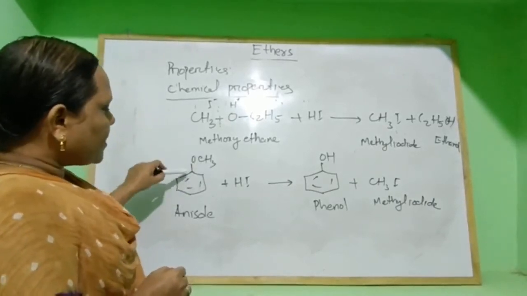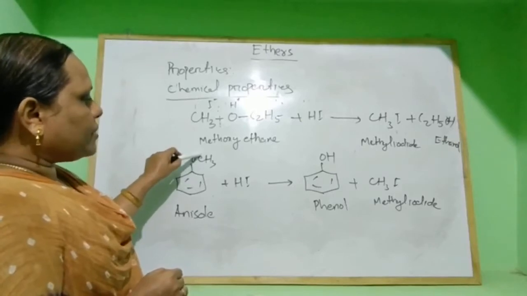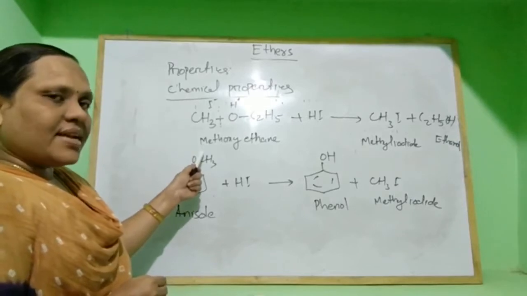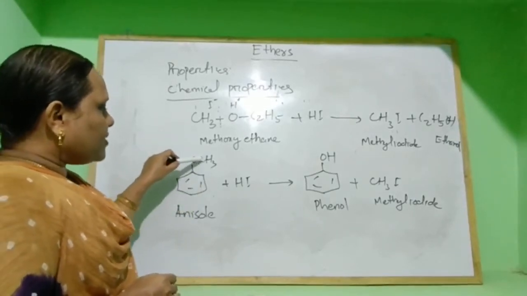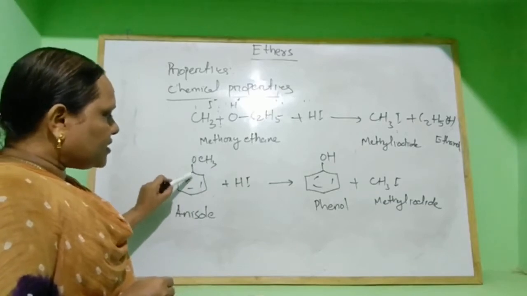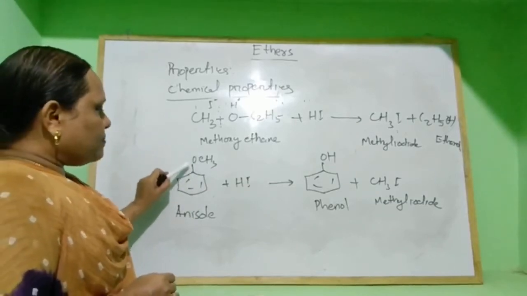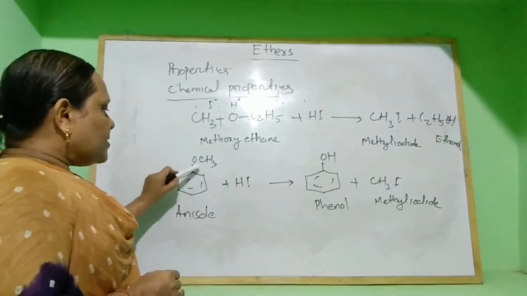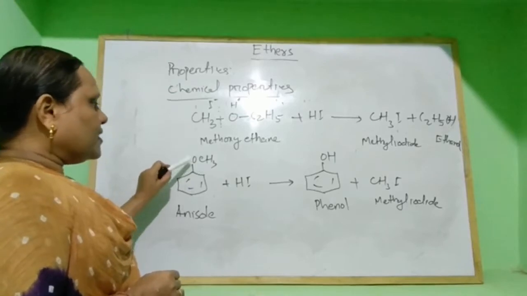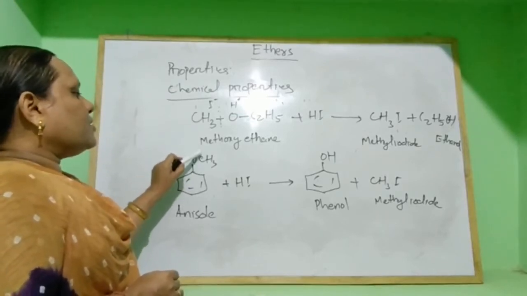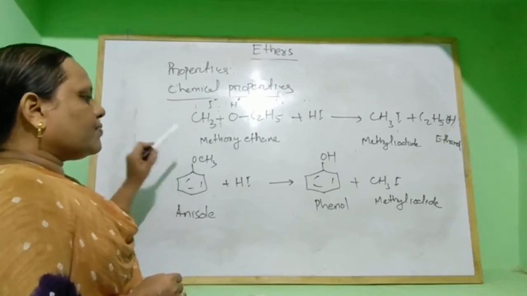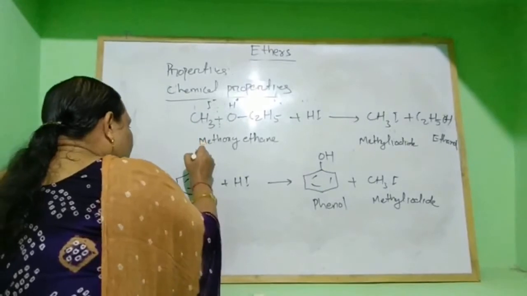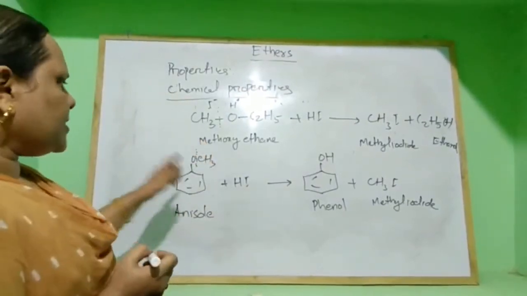Here the carbon atom is sp2 hybridized, and here the carbon atom is sp3 hybridized. The C-O bond here has higher bond energy than this C-O bond because it has partial double bond character, due to which bond breaking does not take place here and bond breaking takes place here. So I minus and H come here, and it forms phenol and methyl iodide. So bond breaking takes place at this C-O bond.